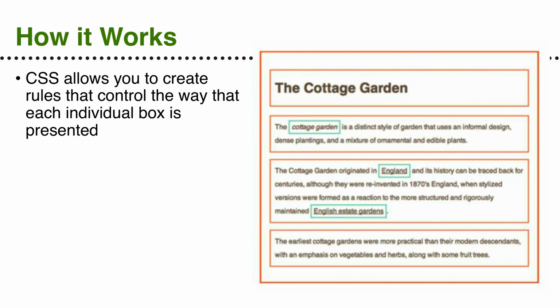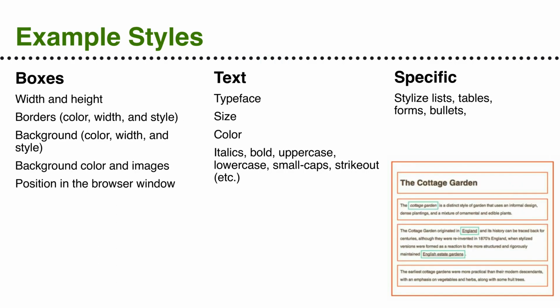These CSS rules allow you to create rules that control the way that each individual box, each individual piece, is presented. As we start working more in Dreamweaver, you're going to notice how this really comes into play. There are a variety of different styles. We're going to get into talking about boxes in a little bit, but boxes are an area where we can specify a specific color, a width and height, a background, colors and images, and position in the browser window.